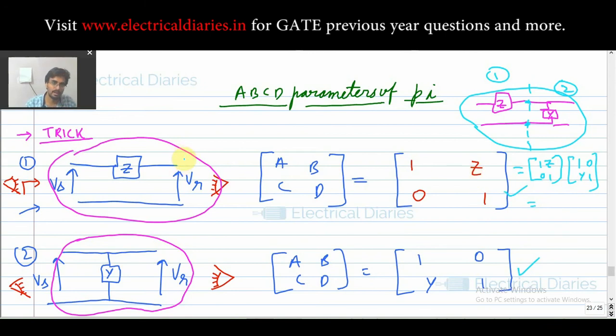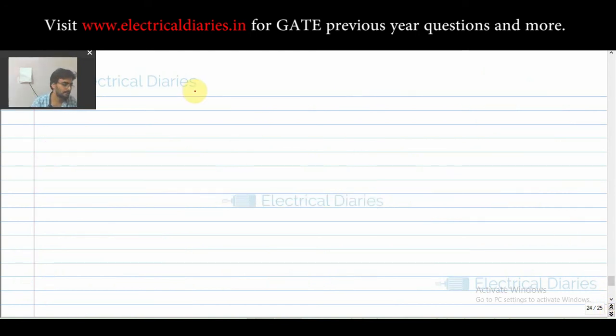That is why I have asked you to remember these two elements and just look for them in any model. Okay, so now we will see the pi model. We will now see the nominal pi network for the transmission line. Just remember the trick that I told you on the previous page.